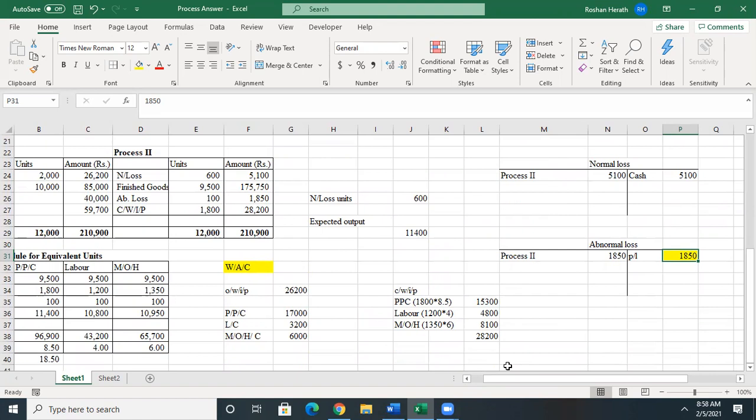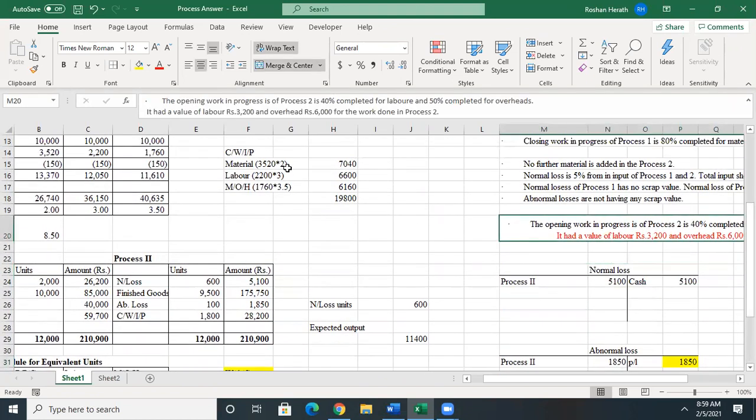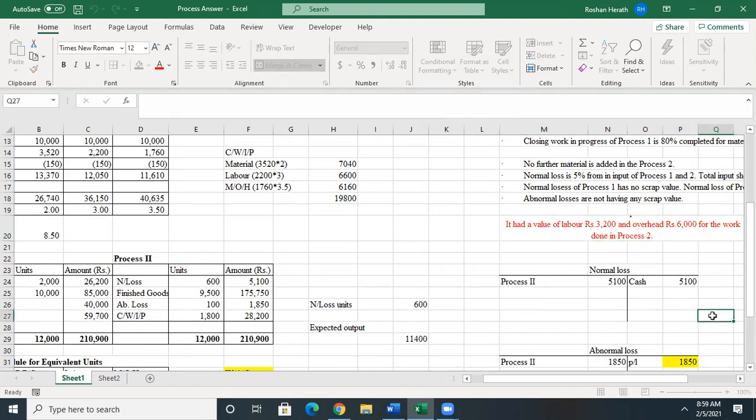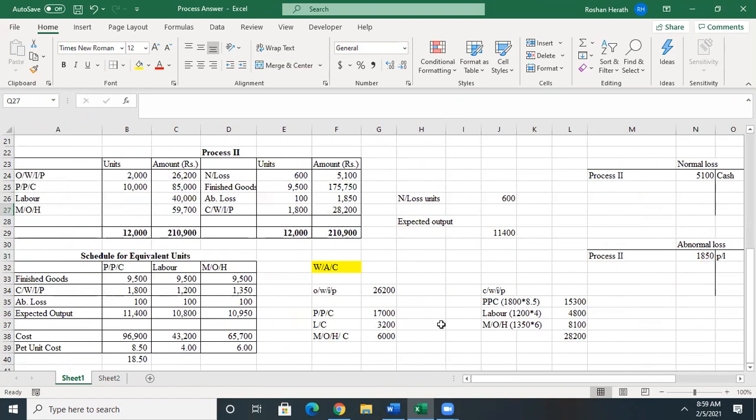Right. See whether you have any questions. If you have any, then you can ask. So the key learning outcome is here. In a given question, if the method is not specified, the decision criterion is whether you have opening WIP, and that must give you the value of each of the major cost components. So that is the key information you need to look for. Otherwise you cannot work out the schedule for equivalent units.